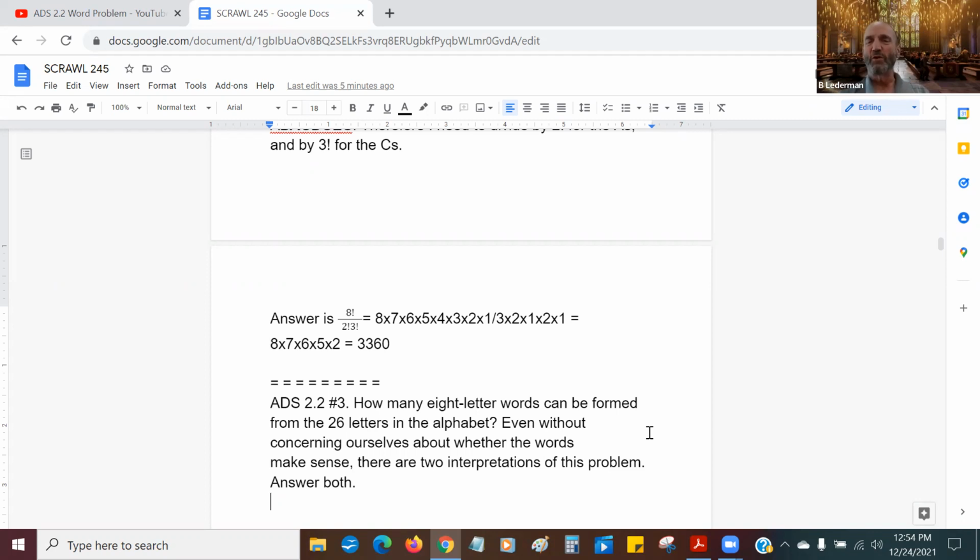But it says that there are 2 interpretations. What does it mean, 2 interpretations? Well, to me, what that means is it might mean 8-letter words where there is no repetition of letters in each word. Meaning once I grab an A, then A is gone. So I only have 25 letters left.